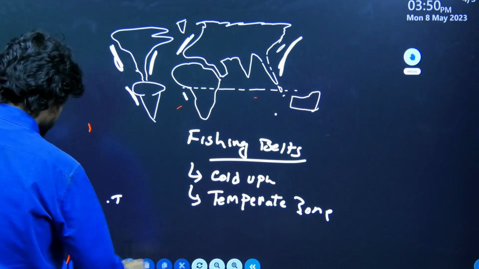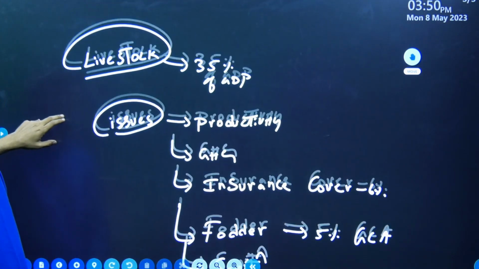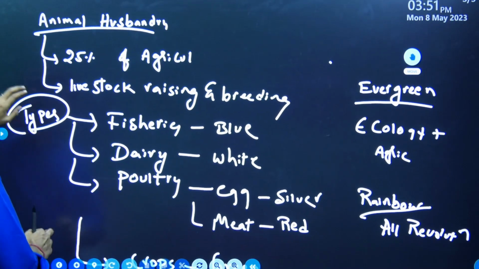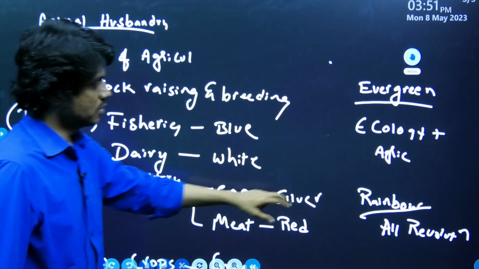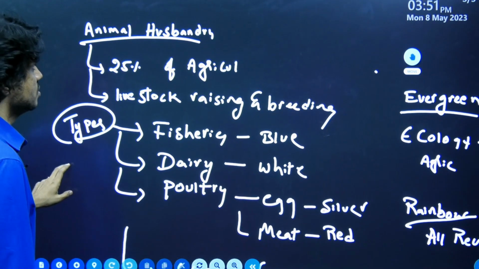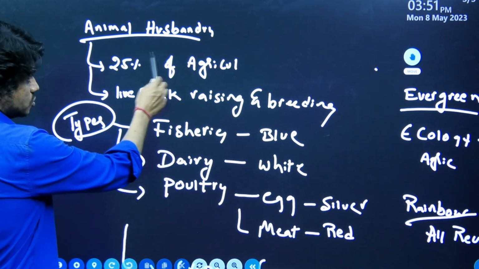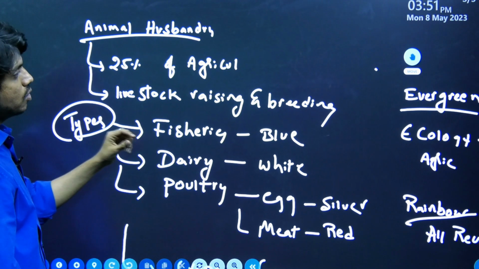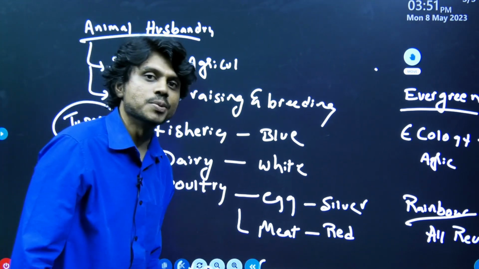Apart from fisheries, there is also potential for you to ask all these aspects. This is what is mentioned in the syllabus. You have the evergreen revolution, rainbow revolution and different sorts of revolutions. So all these things can be asked individually or as a whole. Already such questions were asked in the UPSC.